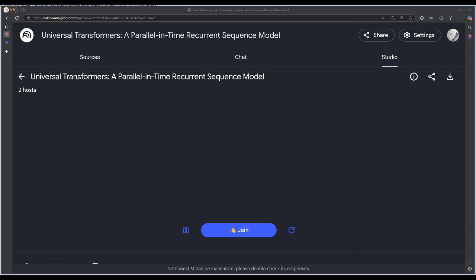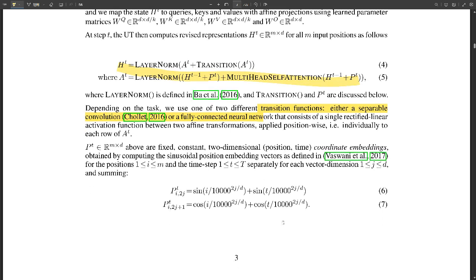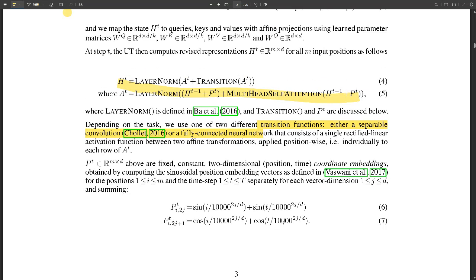So a depth-wise separable convolution is known for its computational efficiency, particularly with high-dimensional data. It's like a leaner approach to processing information, and it's good for things like image processing. And the other option for the transition function is the position-wise fully connected layer. That's known for its ability to capture intricate relationships between elements, because it connects every neuron in one layer to every neuron in the next.